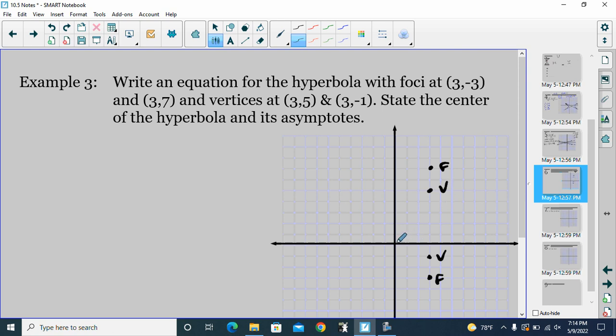We should be able to find our center. Our center is right in the middle of all that at 3, 2. State the center and the asymptotes. So center is 3, 2. We know we have x minus 3 and y minus 2. We also know that this hyperbola is going to open up and down. So the y's need to be the positive one that comes first.